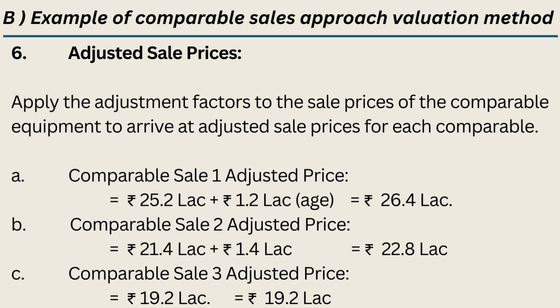Apply the adjustment factors to the sale prices of the comparable equipment to arrive at adjusted sale prices for each comparable. A. Comparable sale 1 adjusted price, 25.2 Indian rupees lakh plus 1.2 Indian rupees lakh, age, equals Indian rupee 26.4 lakh. B. Comparable sale 2 adjusted price, 21.4 Indian rupees lakh plus 1.4 Indian rupees lakh equals Indian rupee 22.8 lakh. C. Comparable sale 3 adjusted price, 19.2 Indian rupees lakh equals Indian rupee 19.2 lakh.